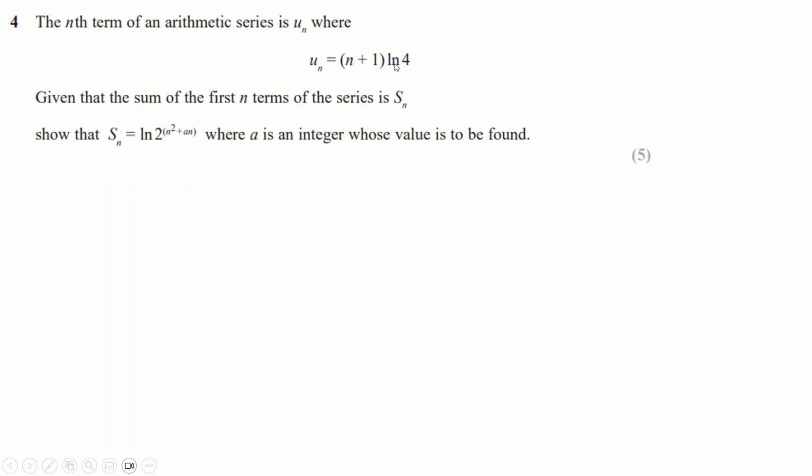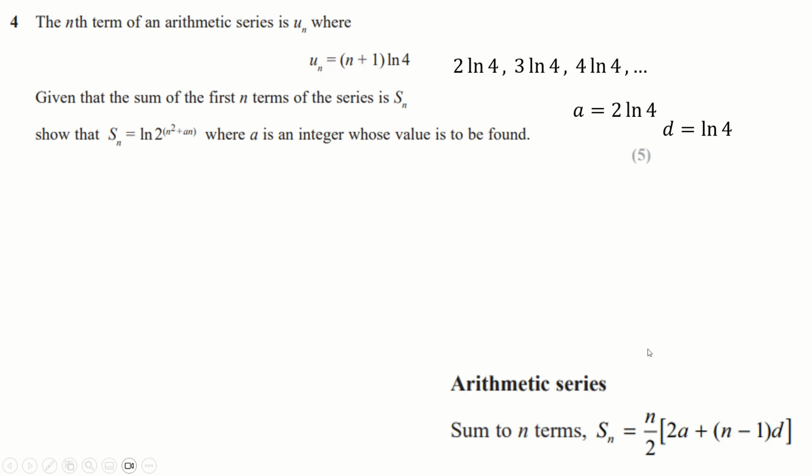So we have u_n is this. If n is 1, that makes the first term 2 log 4. And if n is 2, we have the second term 3 log 4. And if n is 3, then it's going to be 4 log 4, and so on. So the first term a is 2 log 4, and the difference in terms is just 1 log 4 because we're adding log 4 every time.